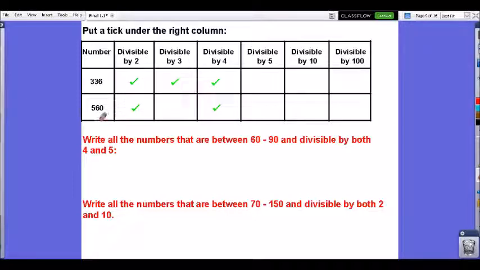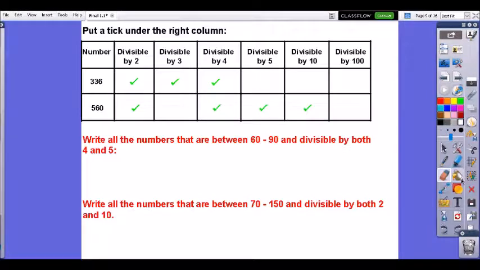Is it divisible by 5? Ends with a 0. Yes, divisible by 5. Is it divisible by 10? Ends with a 0? Yes, divisible by 10. Is it divisible by 100? Ends with 2 zeros? No. So there is nothing. I'm not going to put a tick over here.